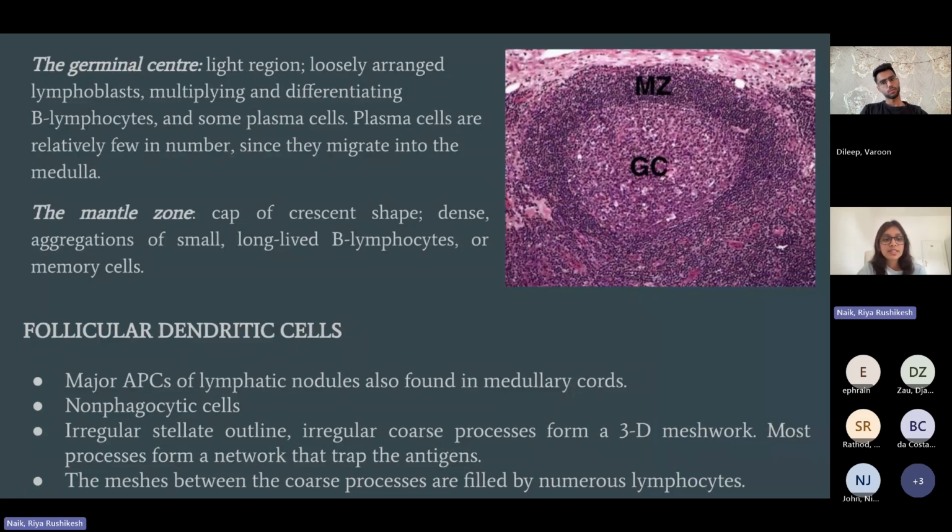There are these other specific cells called follicular dendritic cells, and the only important thing about them which you have to know is that they have these irregular processes which form a 3D network. And since it forms a 3D network, it can trap all the antigens which are present. And since it can trap antigens, it's going to have lymphocytes present in it too. So think about it this way: whichever organ is coming in contact with antigens is always going to have lymphocytes and macrophages and all of these things, because these cells are responsible for initiating the immune response.